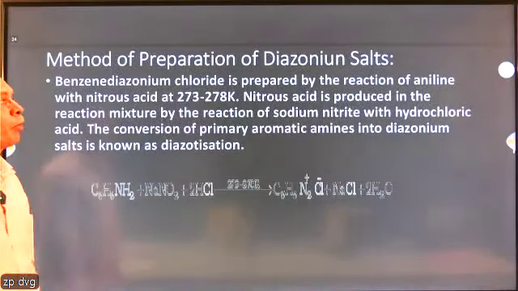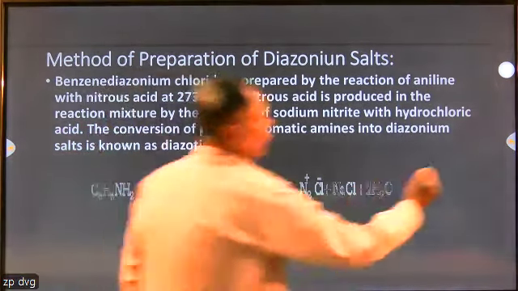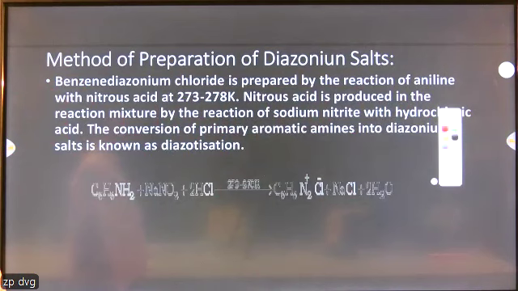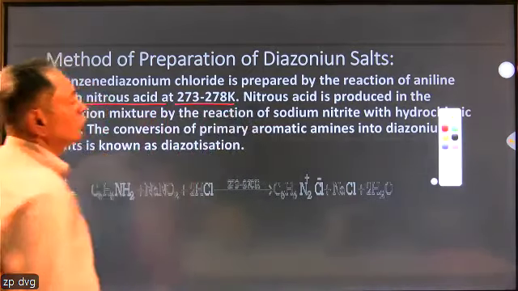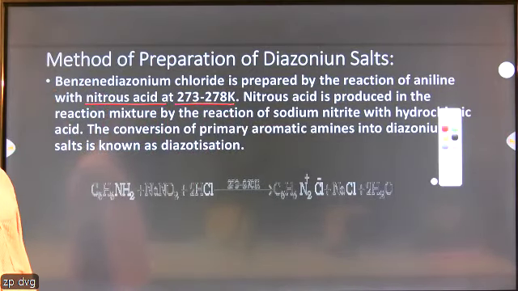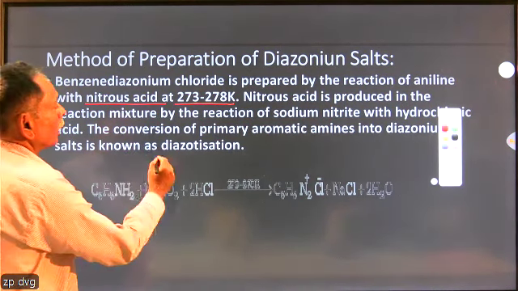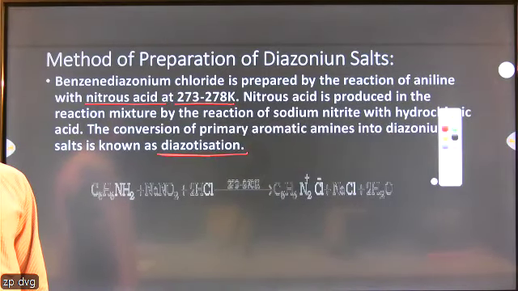Next, we will see how to prepare diazonium salts. Benzene diazonium chloride can be prepared by the reaction of aniline with nitrous acid at 273 to 278 Kelvin. This nitrous acid is produced in the reaction mixture by the reaction of sodium nitrite with hydrochloric acid. This reaction is also known as diazotization. So this is how we prepare diazonium salts.